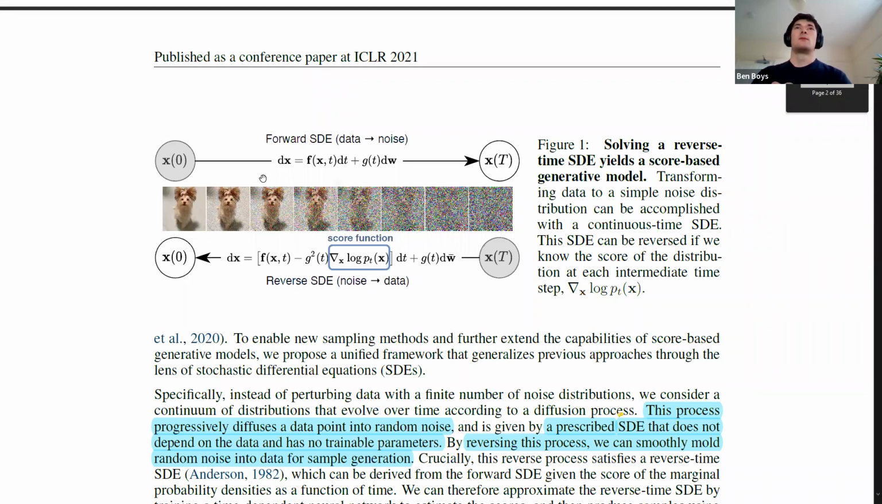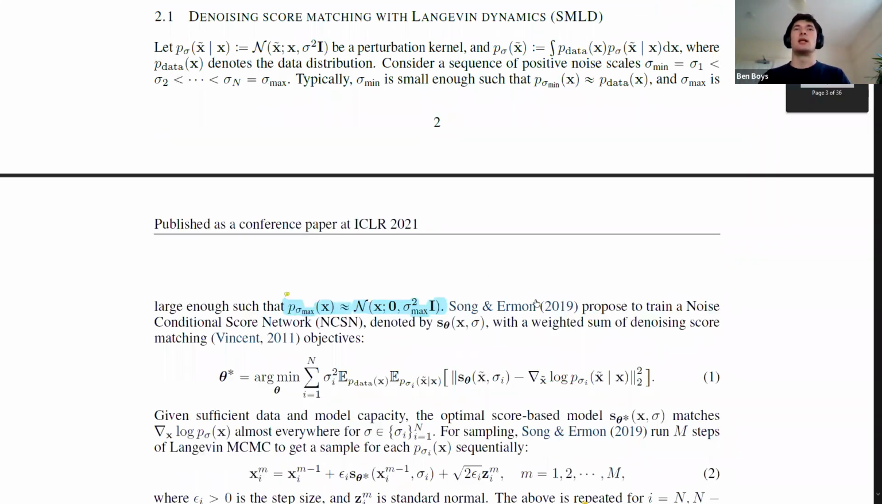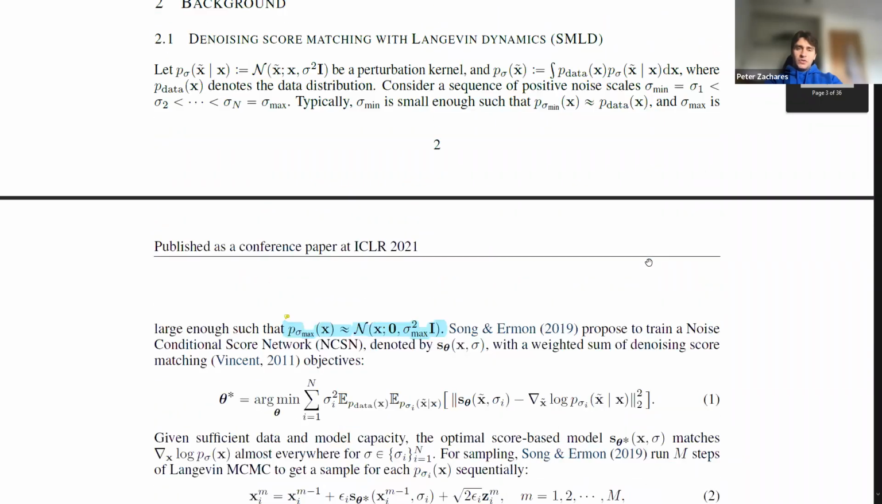And then once you've used this to add noise to temper the distribution and approximate the score function at each step of adding the noise, then we can reverse that process by subtracting noise. And that's what the reverse SDE does. So this is a step beyond Langevin dynamics. We've now got annealed Langevin dynamics.